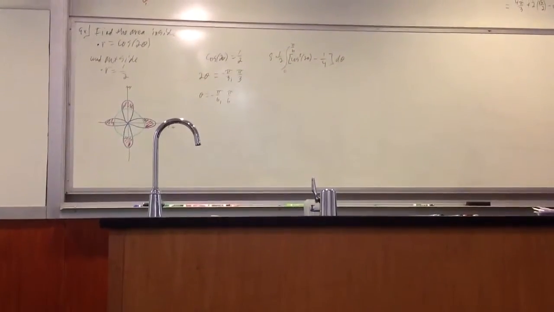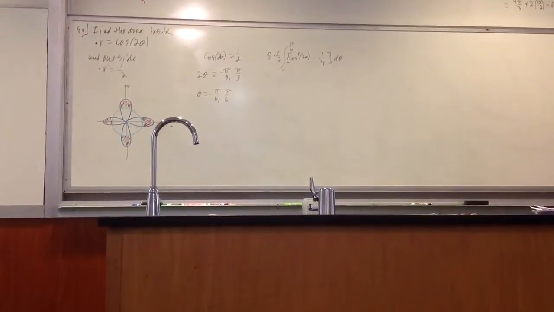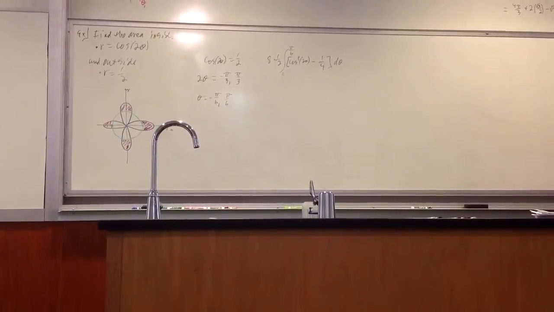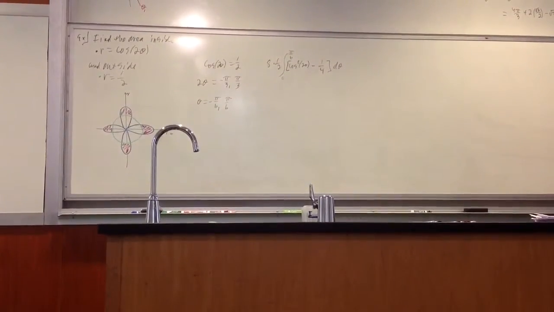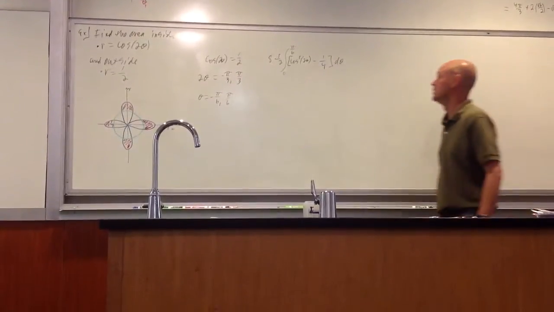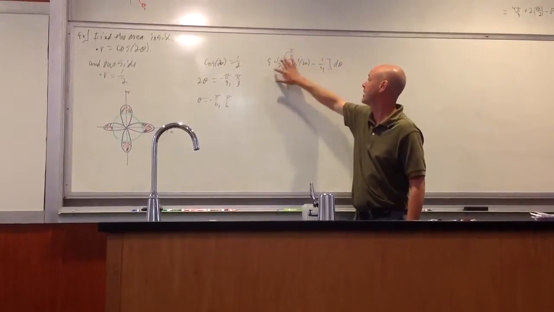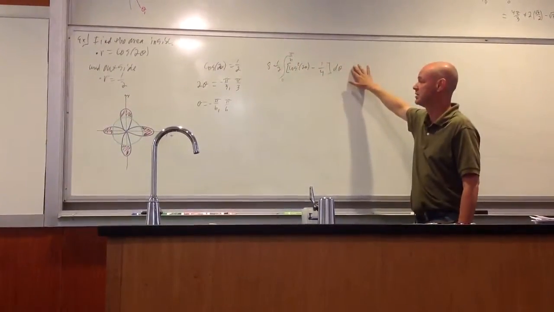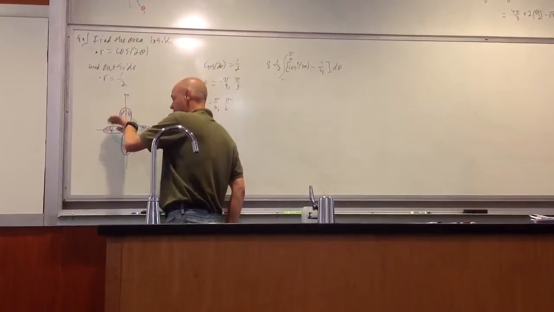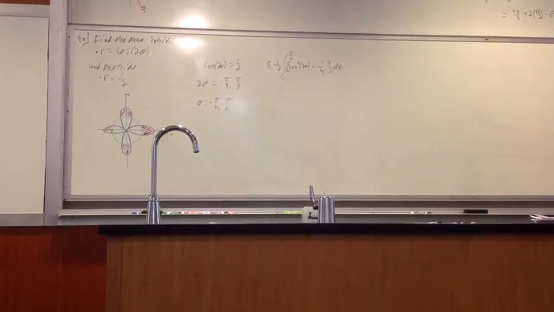You okay on the setup? I could go from negative pi over 6 to positive pi over 6 and have 4 times 1 half. That's 2. I could integrate from negative pi over 6 to positive pi over 6 with the 1 half in front, plus, find that angle, plus, find that angle, right? I could do it 4 times if I wanted to. I don't want to.